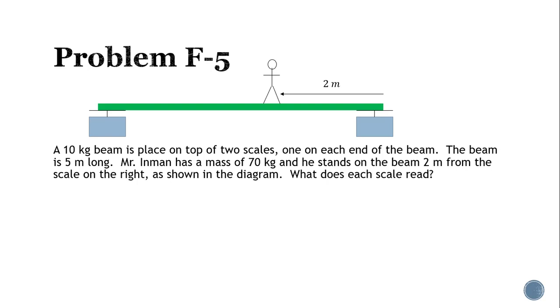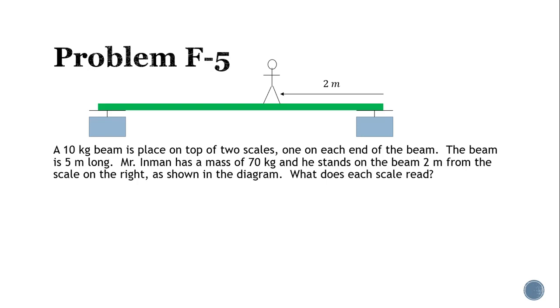So let's take a look at some example problems. The first example problem is this one here. I'm going to take two scales and place them 5 meters apart, and then put a 5 meter long beam that has a mass of 10 kilograms with one end on one scale and the other end on the other scale.